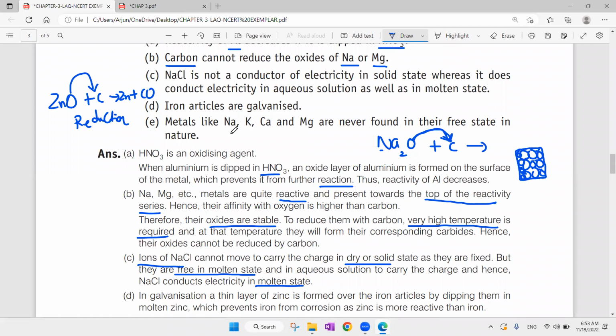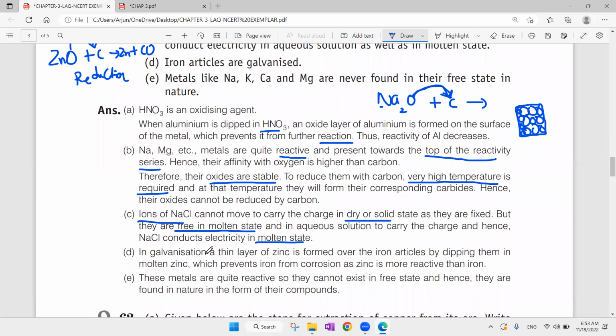Iron articles are galvanized. Iron, when it reacts with the moisture and oxygen present in the atmosphere, automatically forms a layer, and that is known as rust. To prevent rusting, we use galvanization, where a layer of zinc is formed over iron by dipping the articles in molten zinc. They take iron articles in molten zinc, dip them and remove them. Automatically, zinc is coated on iron, which prevents iron from corrosion. This is important.